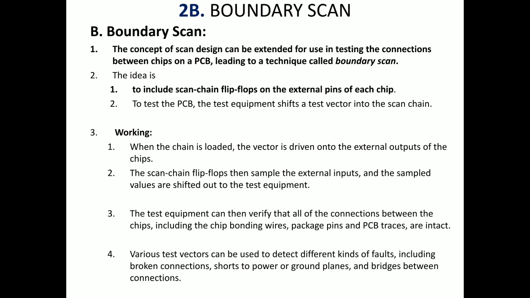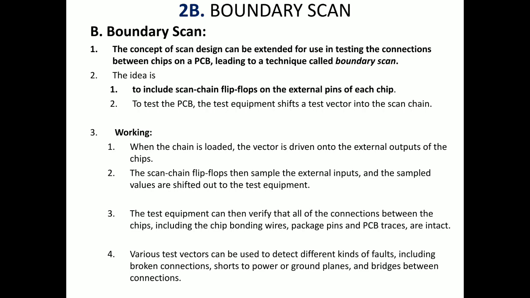Various test vectors can be used to detect different kinds of faults. The different kinds of faults may be broken connections, meaning there is no proper connection between part to part, shorts, short circuit at the power supply or at the ground, and bridges between the connections. This is how boundary scan works, and we saw what faults will be identified by the boundary scan.